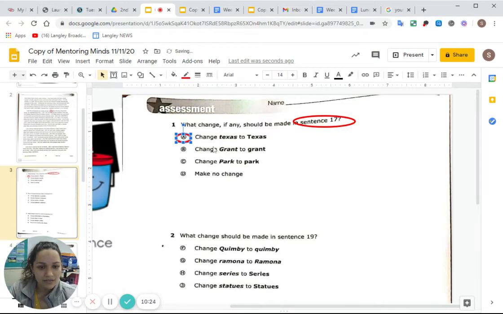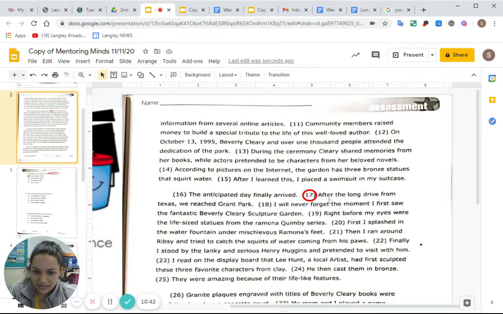All right, so that one was kind of easy. I don't really need to check the other ones. Actually, I'll take that back. You should check the other ones just in case there might be a better answer choice. But I'm pretty confident that A is the correct answer. So let's look at B. Change Grant, with the capital G, to grant with the lowercase g.